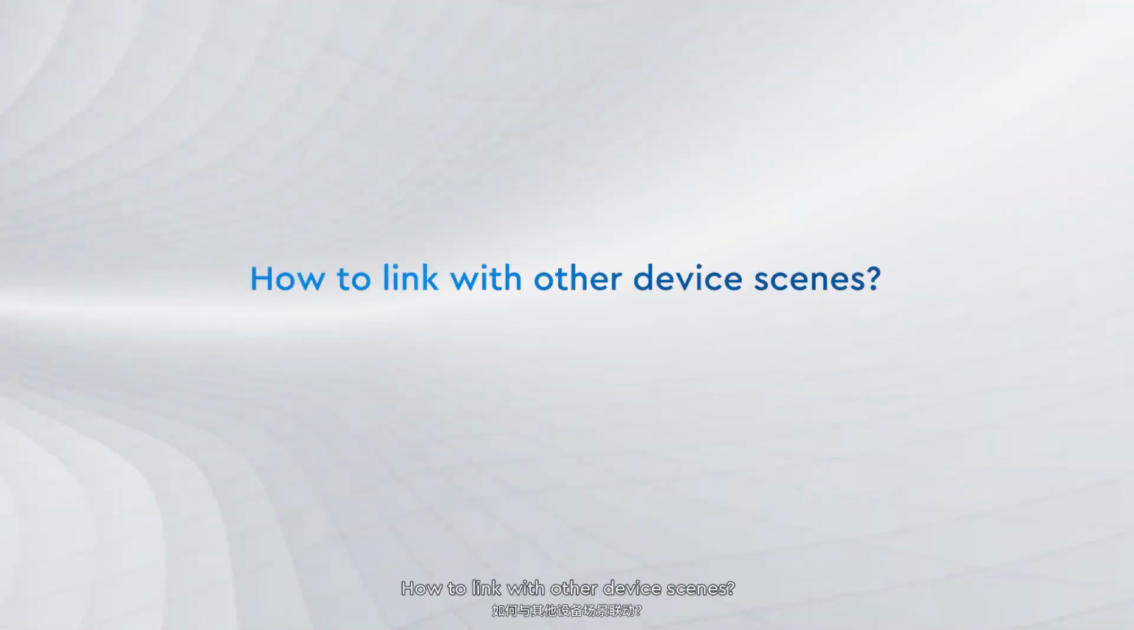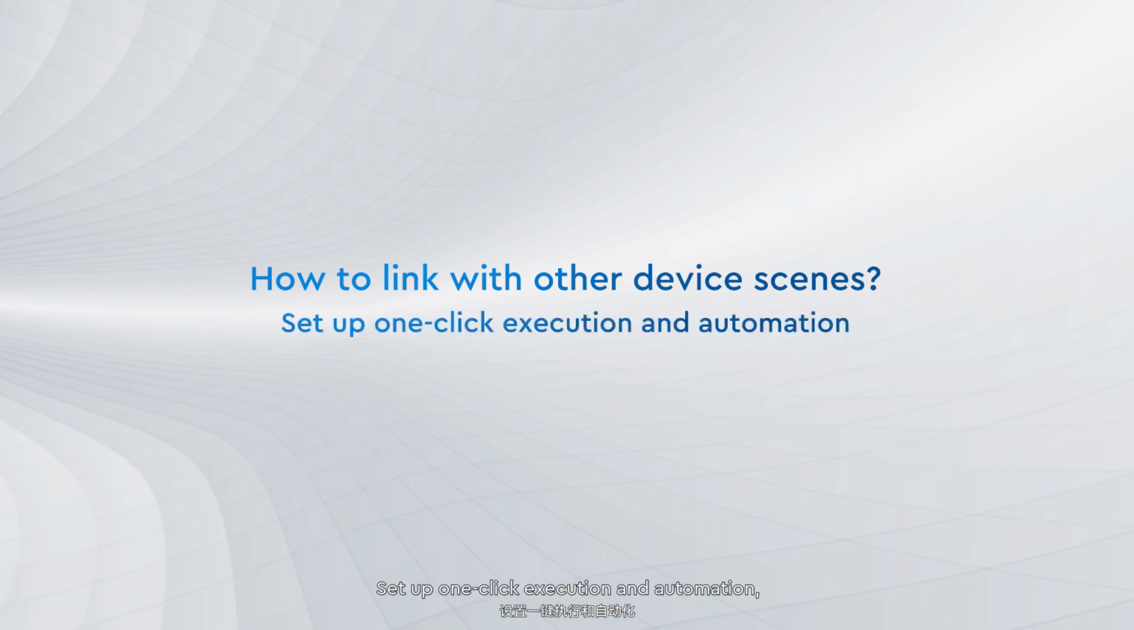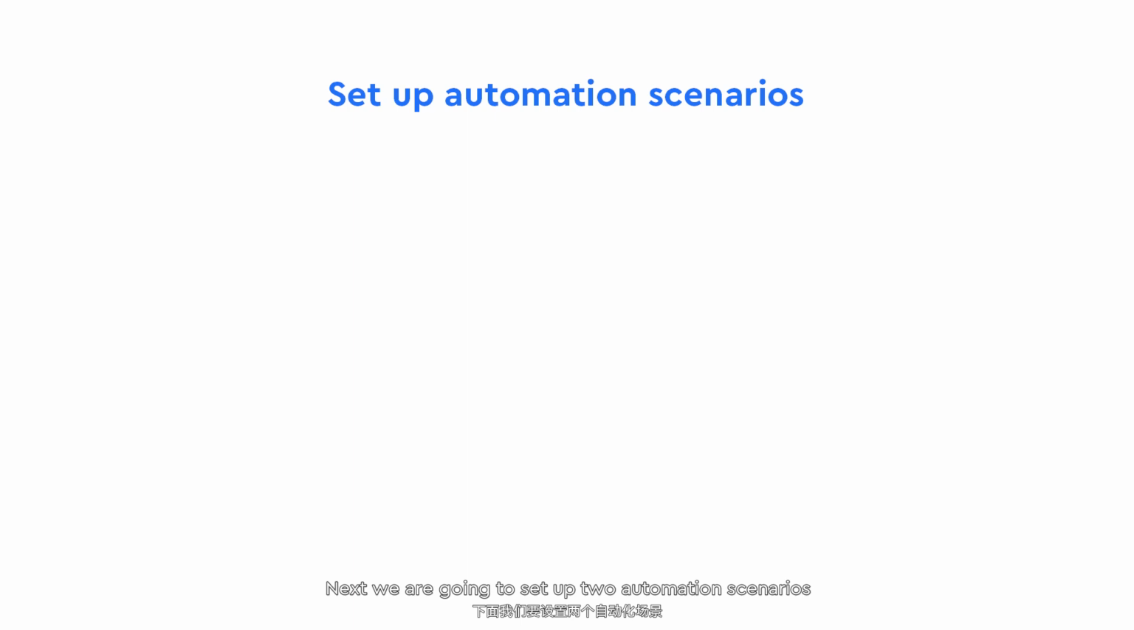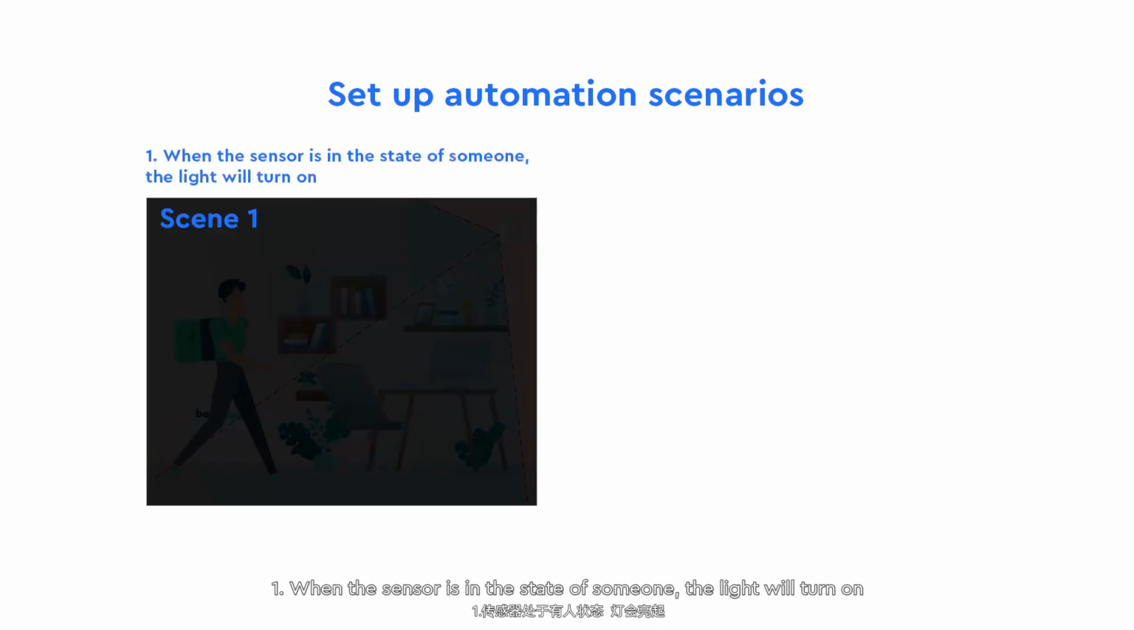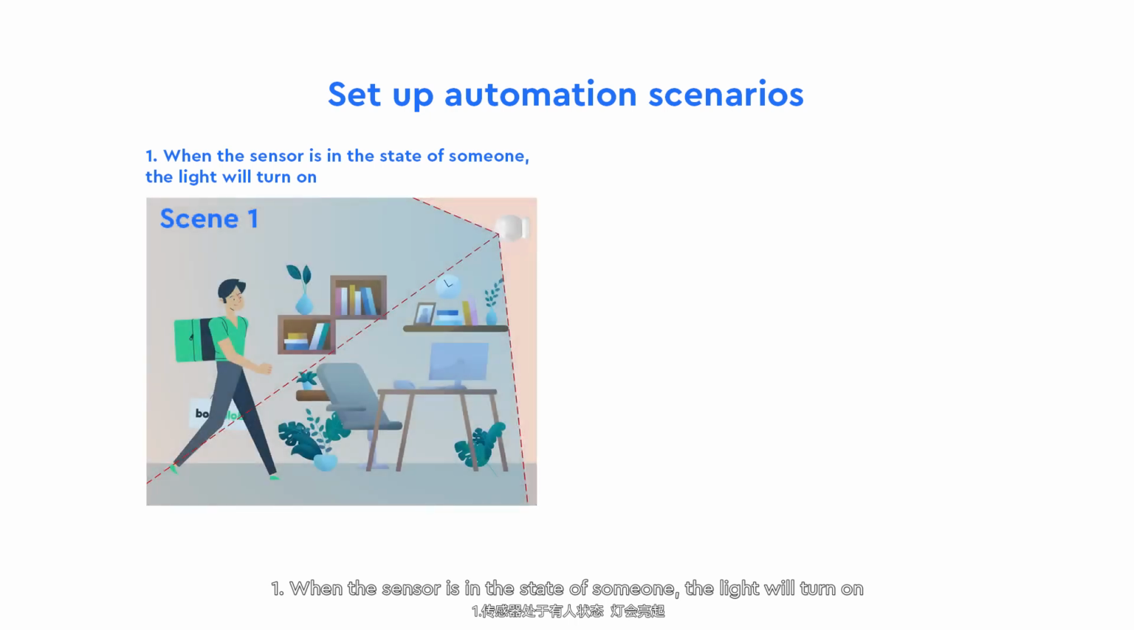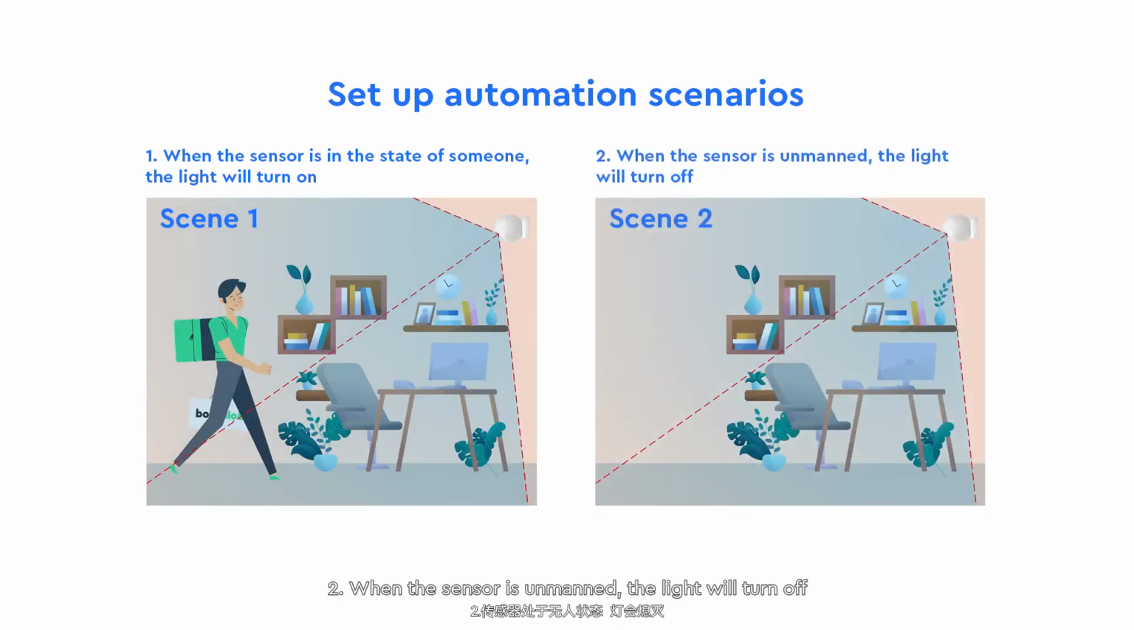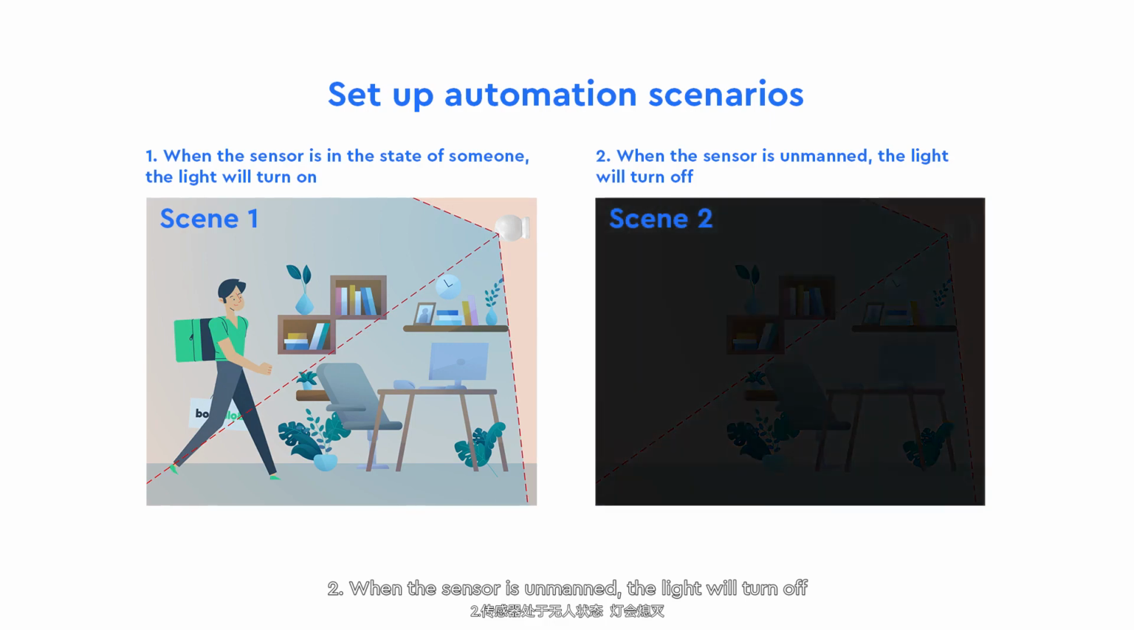How to link with other setting scenes? Set up one-click execution and automation. Next, we are going to set up two automation scenarios. First, when the sensor is in the state of someone, the light will turn on. Second, when the sensor is unmanned, the light will turn off.